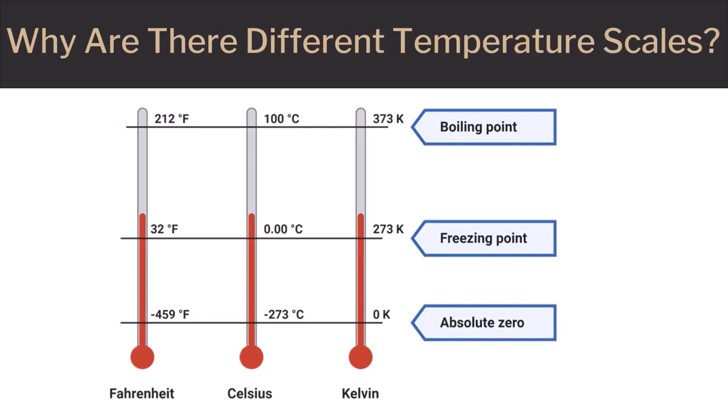It is important to note that there are 180 units between the freezing and boiling points of water in the Fahrenheit scale, 212 to 32, and 100 units between the freezing and boiling points of water in the Celsius scale, 100 to 0. Therefore, the ratio of units between the Fahrenheit and Celsius thermometers is 1.8 to 1, or 180 to 100. This means that for every 1 degree rise in temperature on the Celsius scale, there is a 1.8 degree rise in the Fahrenheit scale.